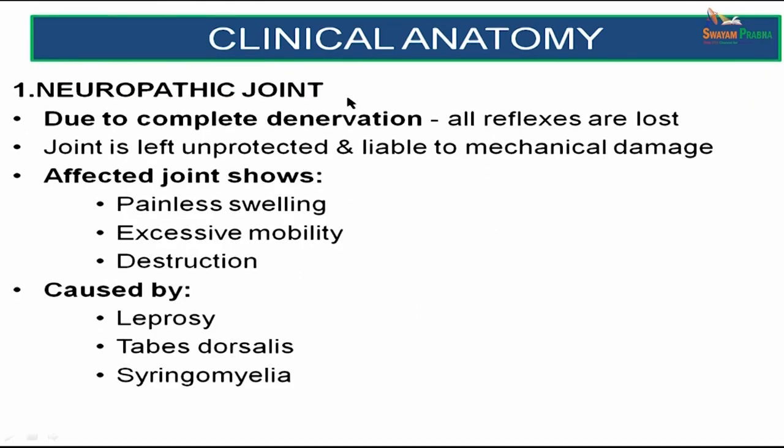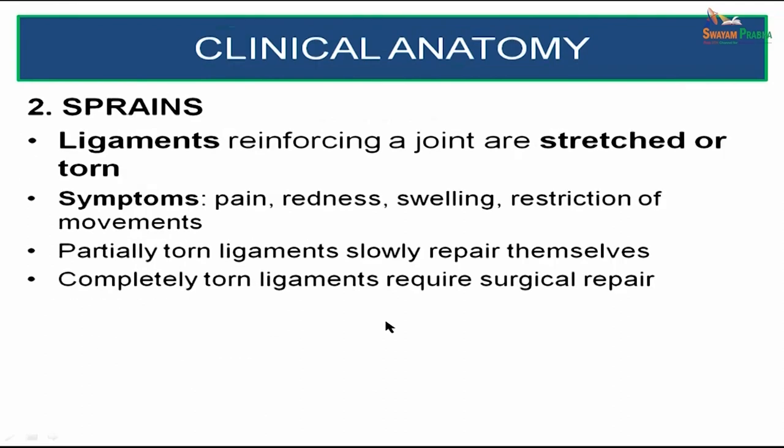So, the first condition that we would like to know is the neuropathic joint. A neuropathic joint is a joint where there is no nerve supply. Hence, all reflexes are lost, the joint is unprotected, and therefore it's liable to mechanical damage. The affected neuropathic joint shows swelling, excessive mobility, and destruction. It is caused by leprosy, tabes dorsalis, and syringomyelia.